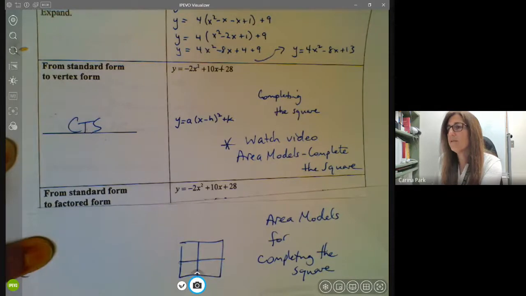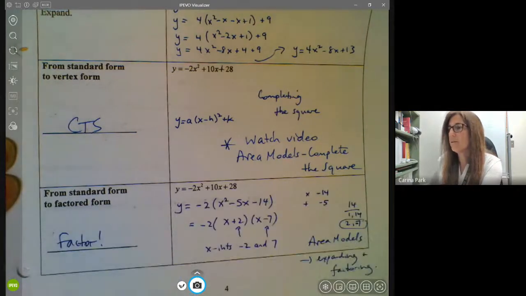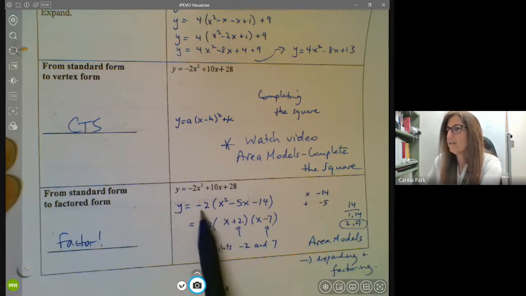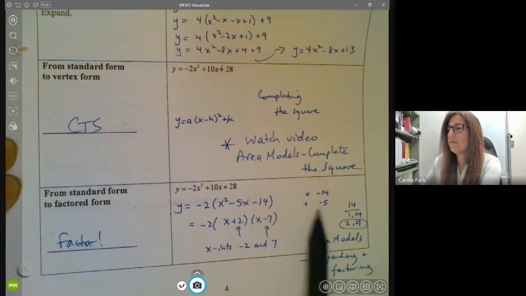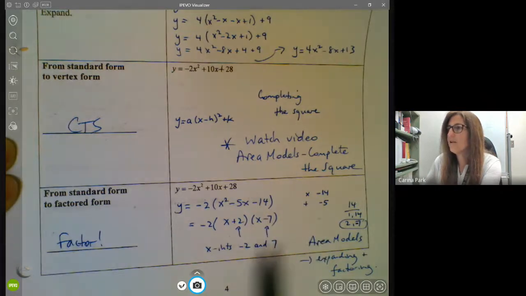The other one is to go from standard form to factored form. All we have to do is factor. So I'm factoring this here. Take out the -2, and now you have a simple trinomial. You have to find your 2 numbers that multiply to -14 and add to -5. These are the 2 numbers, and so now you have it factored. And these are the x-intercepts.